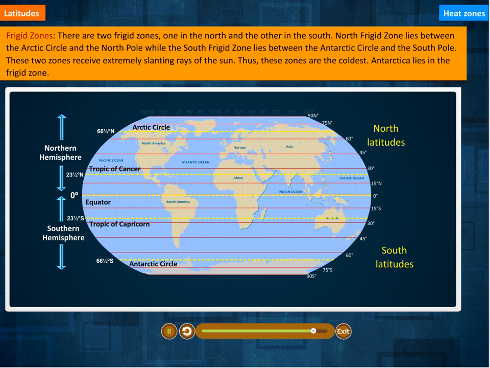Frigid zones. There are 2 frigid zones, one in the north and the other in the south. North Frigid Zone lies between the Arctic Circle and the North Pole, while the South Frigid Zone lies between the Antarctic Circle and the South Pole. These 2 zones receive extremely slanting rays of the sun. Thus, these zones are the coldest. Antarctica lies in the frigid zone.